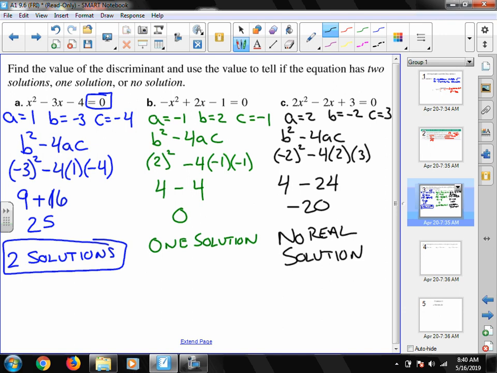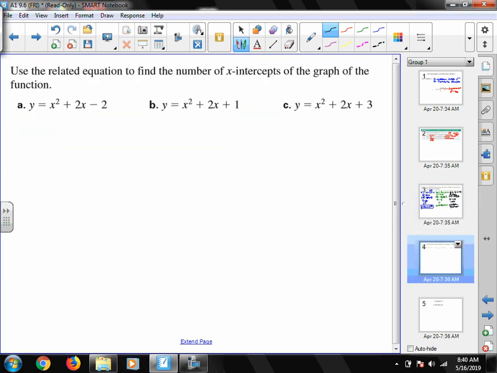So it's as simple as that. b squared minus 4ac, plug it in. We can also use the discriminant to find out how many x-intercepts. X-intercepts and solutions are the same thing. We're looking at how many times the graph crosses that x-axis. So, again, ignore the y equals part. Just let it be 0.